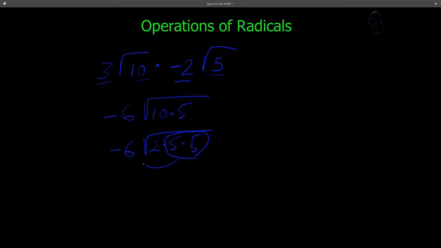Now the 5s can come out. That gives you negative 6 times 5. Inside is radical 2, which gives you negative 30 radical 2. That's the final answer.